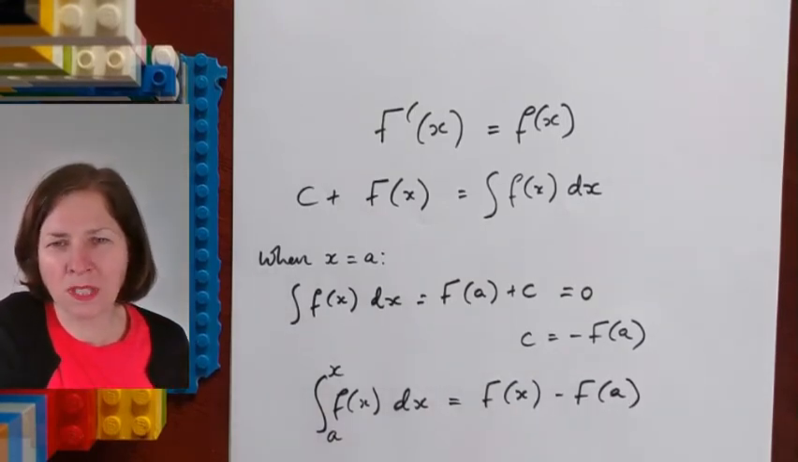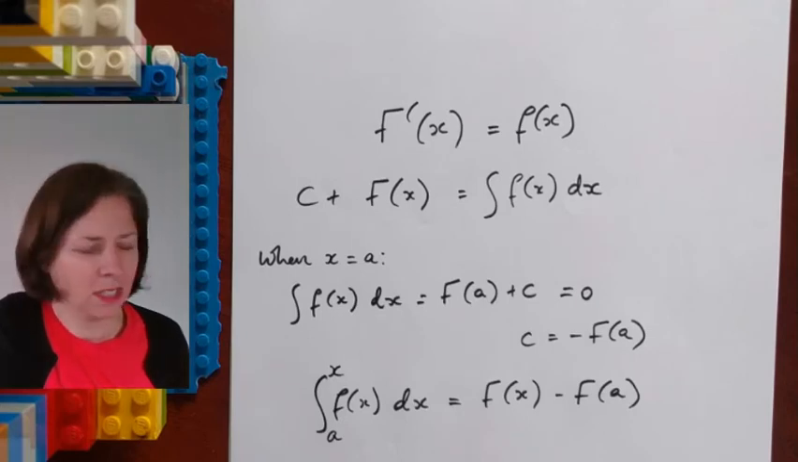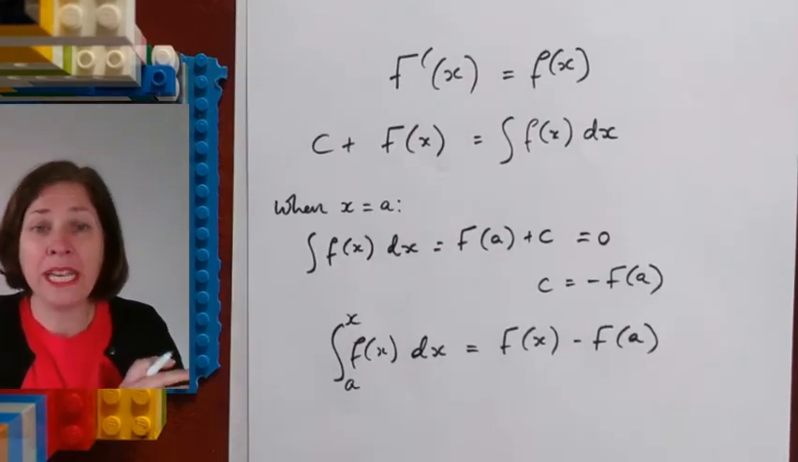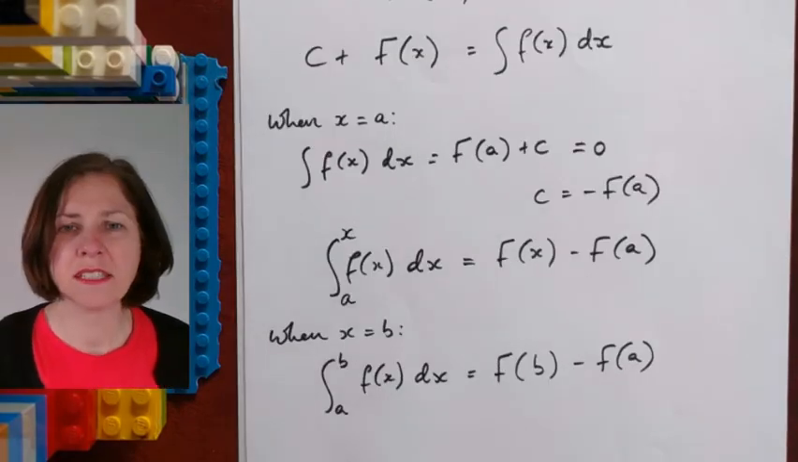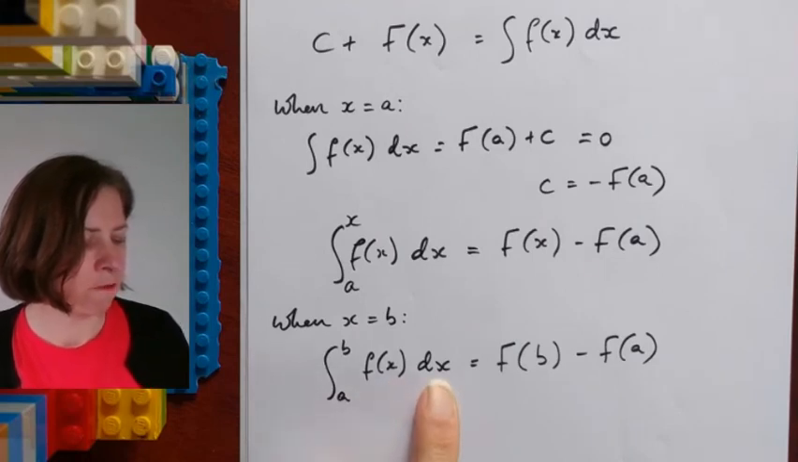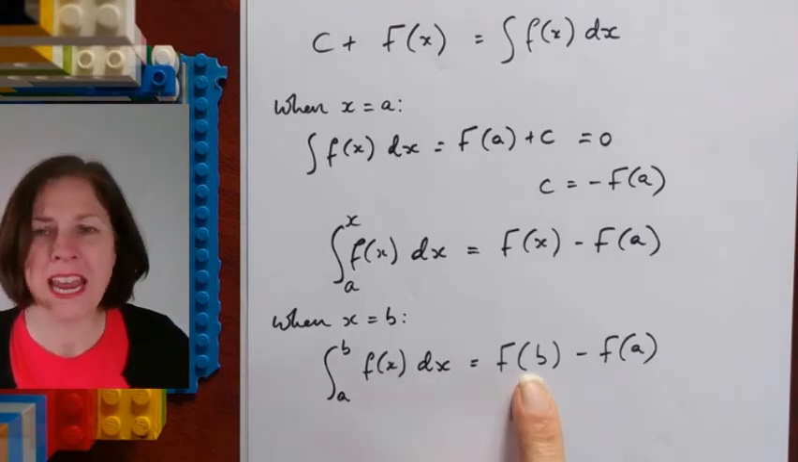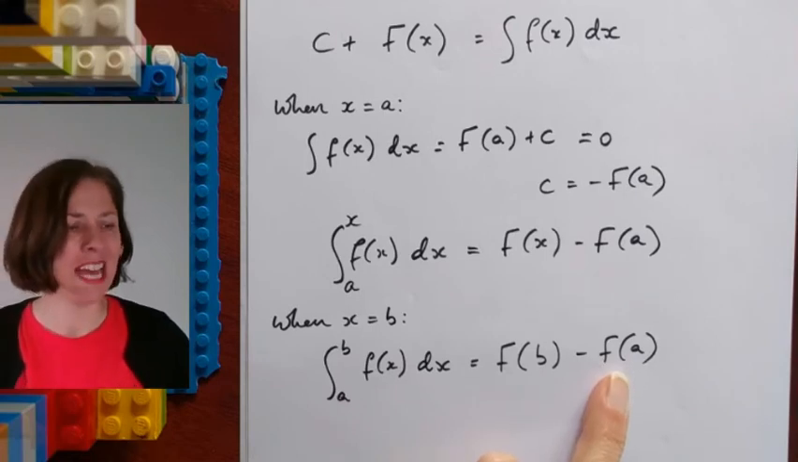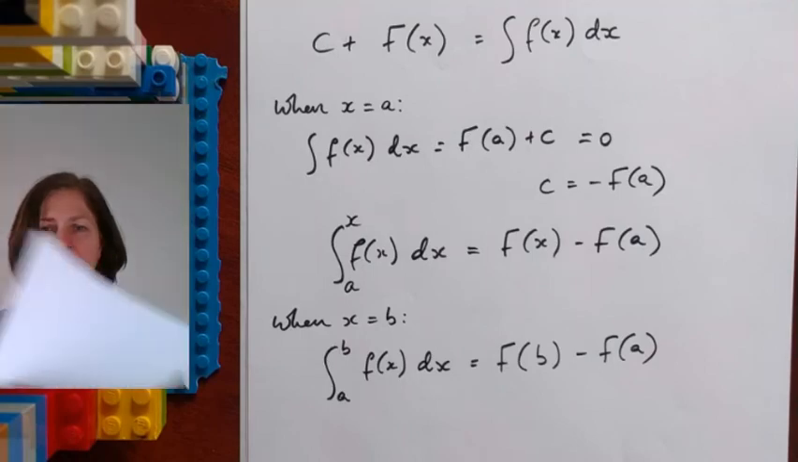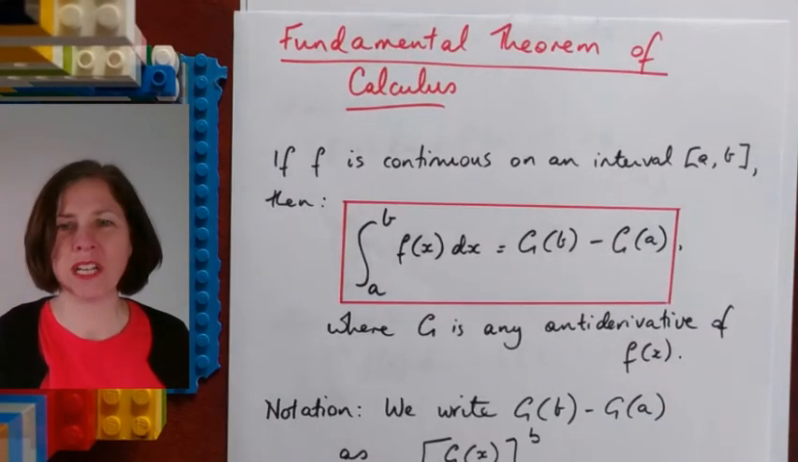And I've got one more step until we get our final result. And now I'm going to let x equal b. So the last step is when x equals b, I have the integral of f of x dx from a to b is F of b minus F of a, and that is the fundamental theorem of calculus that I was wanting to show you in the first place.